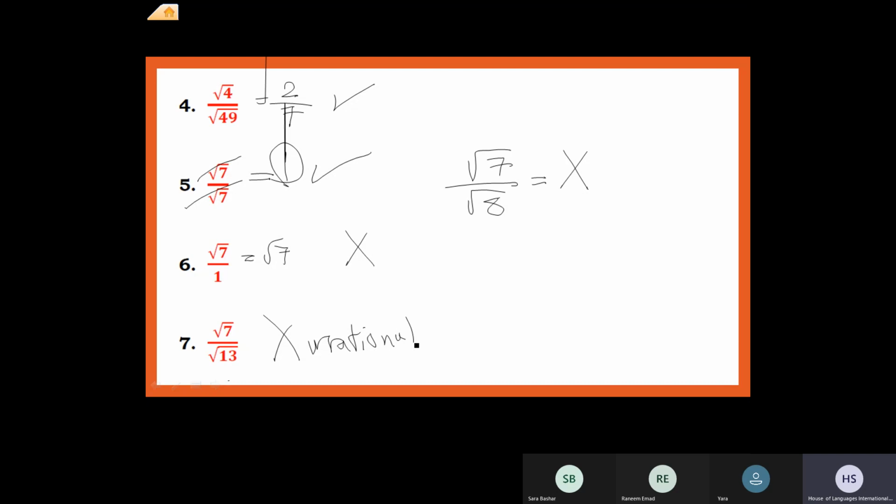This one and this one. Here, square root and the perfect square over perfect square. 2 over 7, which is a fraction. So it will be rational. We have an answer for that. We have a perfect square. But for 7, do you have a square root, a number that you multiply 2 times, you get 7? No, so it is irrational.